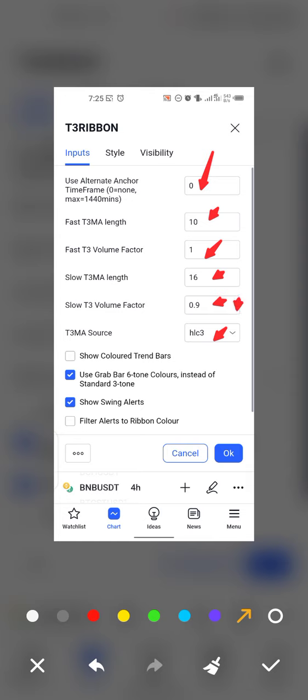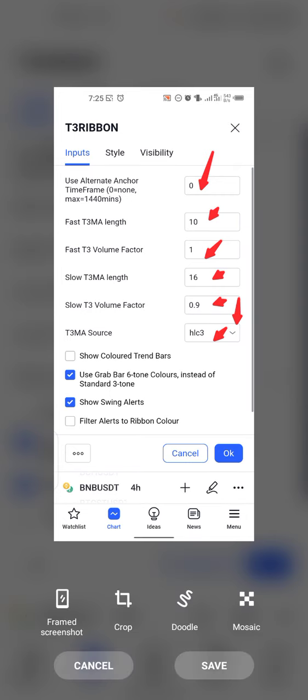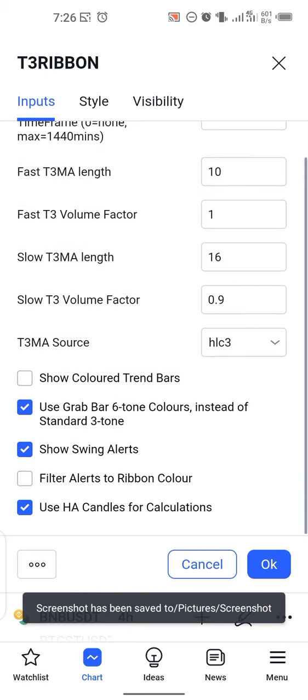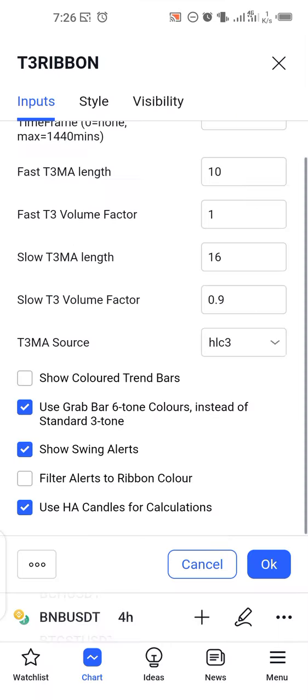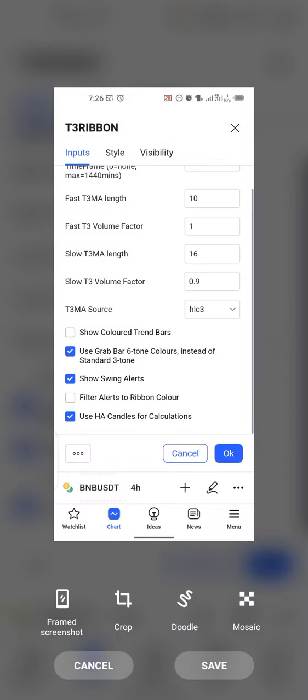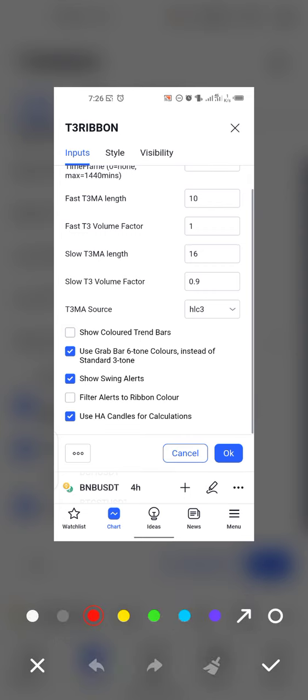Like I said, there is an arrow, so you tap on the arrow and choose HLC3, right? So let's get back to the last part of the indicator on the inputs, because we are still on the inputs. You can see we are ticking use grab 3, we are ticking show swing alerts, and we are ticking use the HA candles for calculations. I hope you have also seen these. We have changed them up.